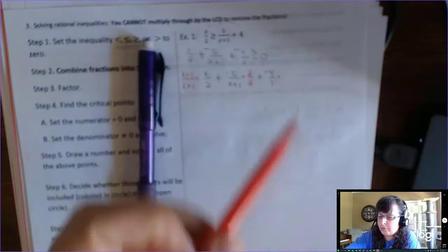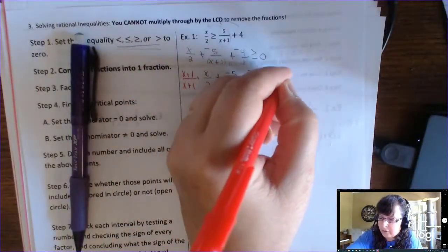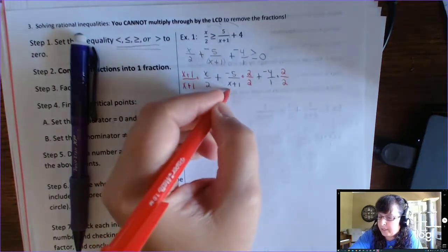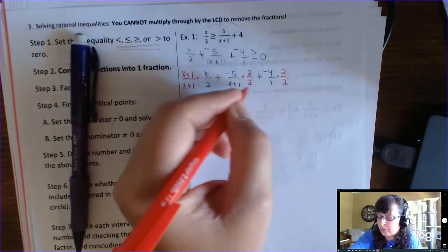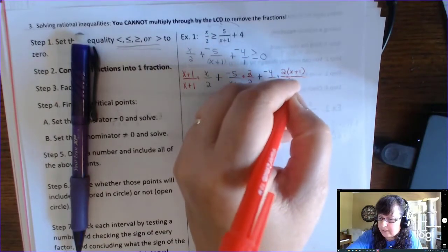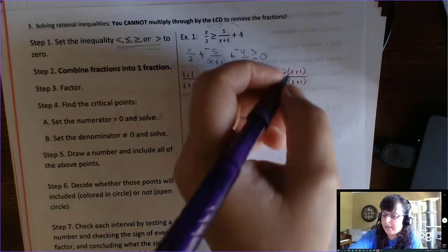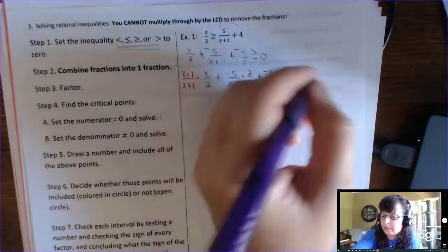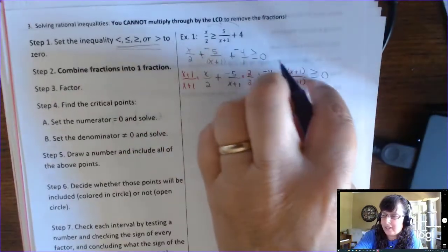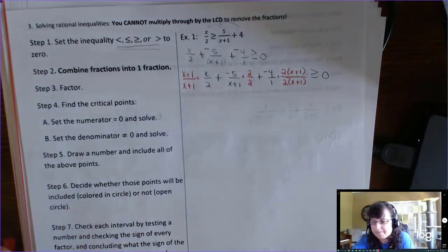What does this one need? This one had a 2, so this one needs a 2 over 2. This one had an x plus 1, totally different than the 1, so this needs an x plus 1. So you have to multiply this negative 4 over 1 by 2 times x plus 1, and then we have greater than or equal to 0. Don't forget that. You have to have a left side and a right side.